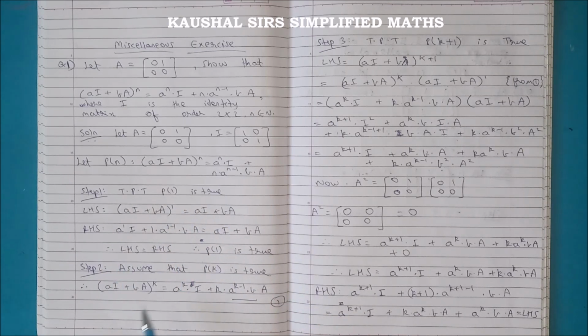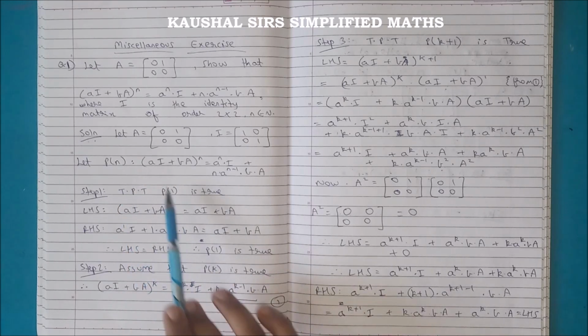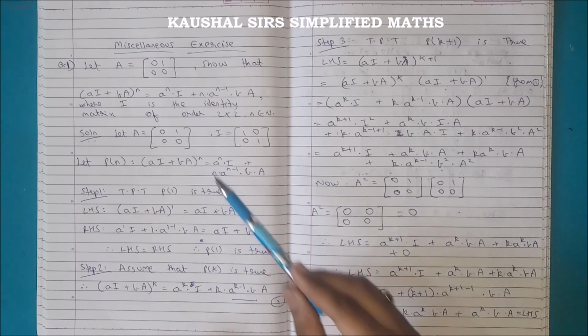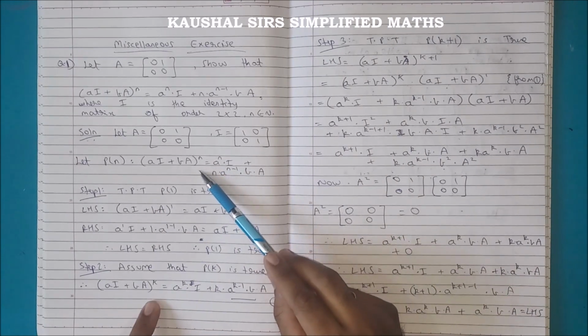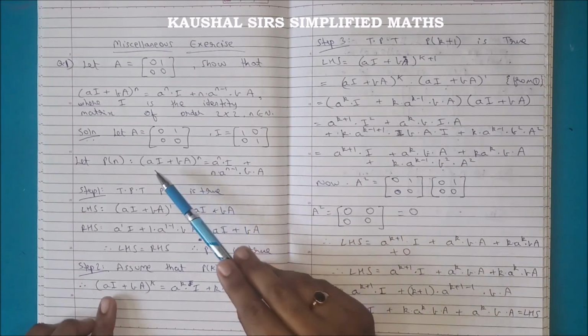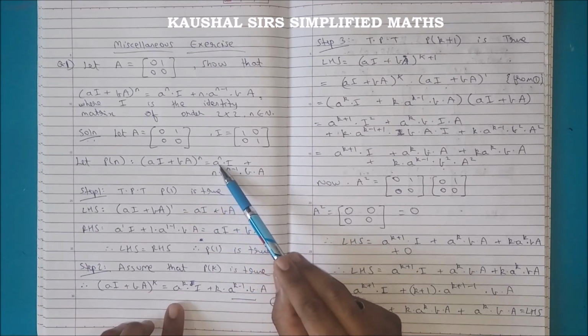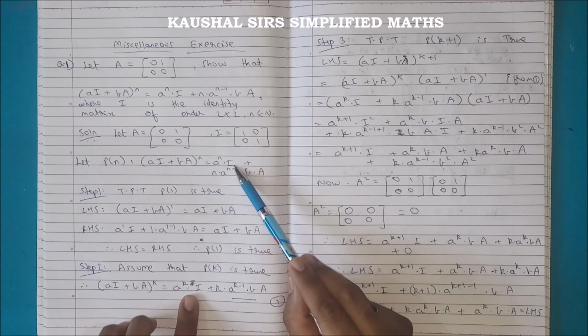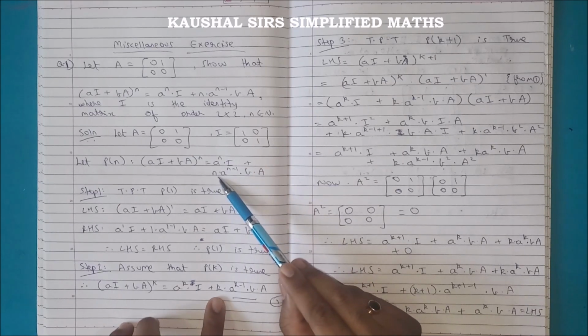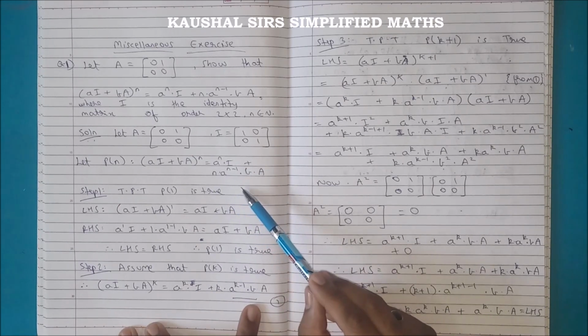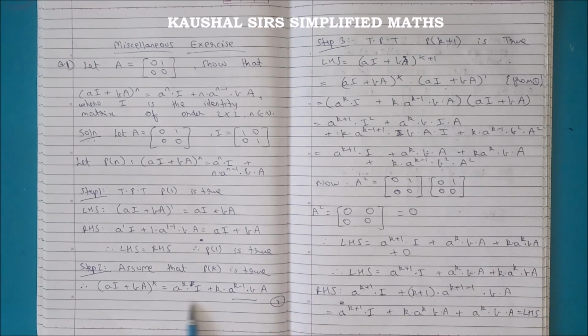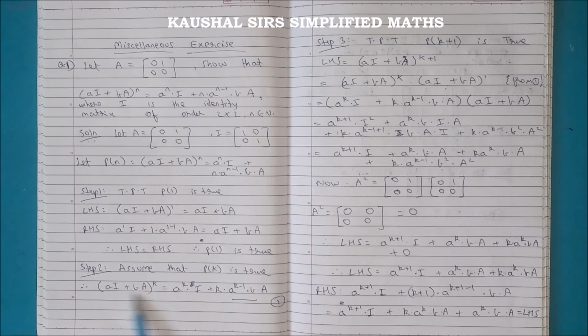ओके, स्टेप नंबर 2 में हम लोग क्या अज्यूम करते हैं कि P of k is true. We are assuming that when n is equal to k, the given relation is true. तो जहाँ पे भी आपको n दिख रहा है वहाँ पे आपको k पुट करना है. ओके, सो (aI + bA) raised to n के बदले we are putting k, is equal to a raised to k into I plus ये n के बदले k, a raised to k minus 1 into b into A. So let that be equation number 1. Okay, you can't simplify further, so let that be equation number 1.